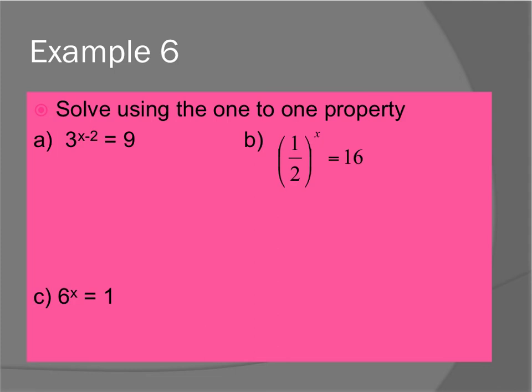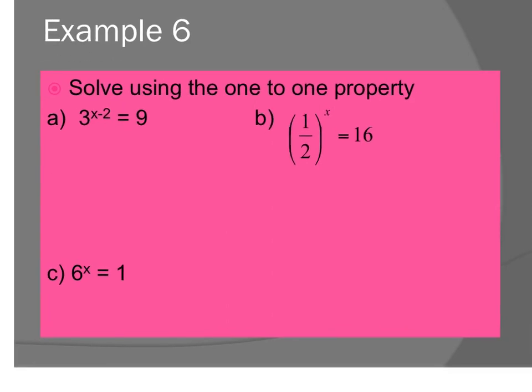Alright, so let's look at our examples here. We need to solve using the one-to-one property, what we explained on the last slide. Our goal here is to get our bases to be the same. So can we get 9 to have the base of 3? Yeah, what would we have to change 9 to be? 3 squared. So we have 3 raised to the power of x minus 2 is equal to 3 squared. So we can just get rid of our bases and set our exponents equal to each other. So x minus 2 is equal to 2. And then we solve for x. We add 2 to both sides. X is equal to 4.